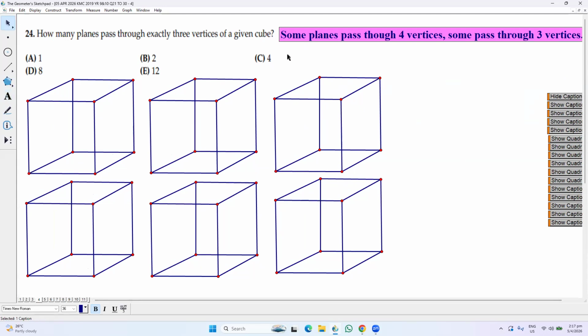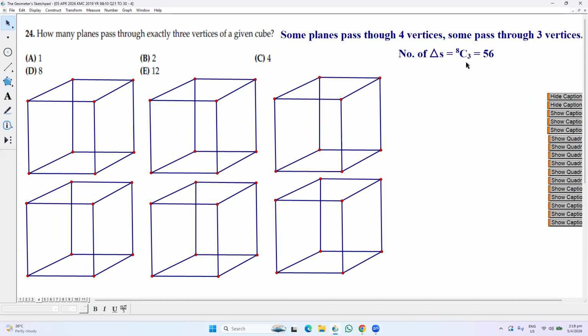But with 8 points, if we choose any 3 points, we get all the triangles. Some of the triangles are on a face, so the plane passes through 4 vertices. The triangle is in a plane that passes through 4 vertices, and some pass through only 3 vertices. Total 56, 8 choose 3. 8 points choose 3 points. It is 56.